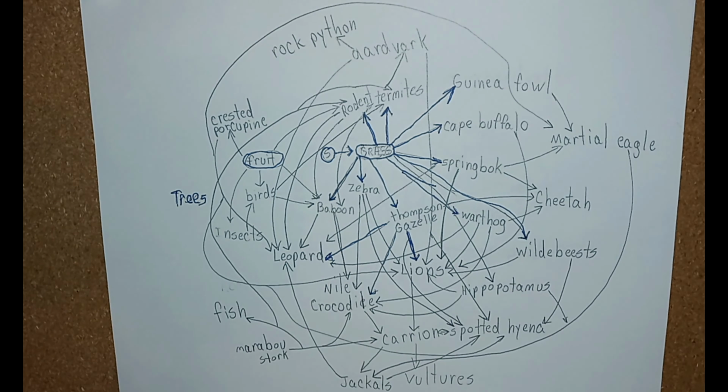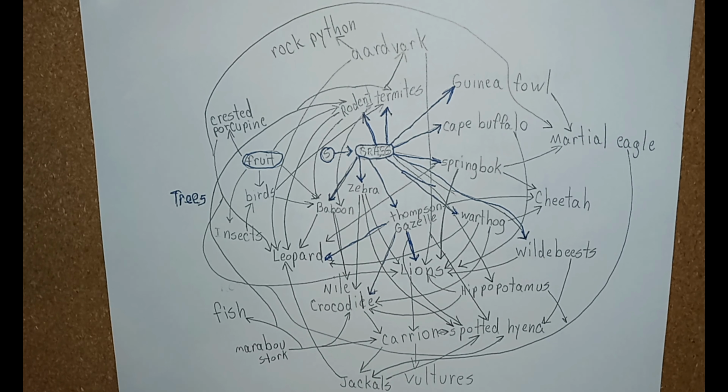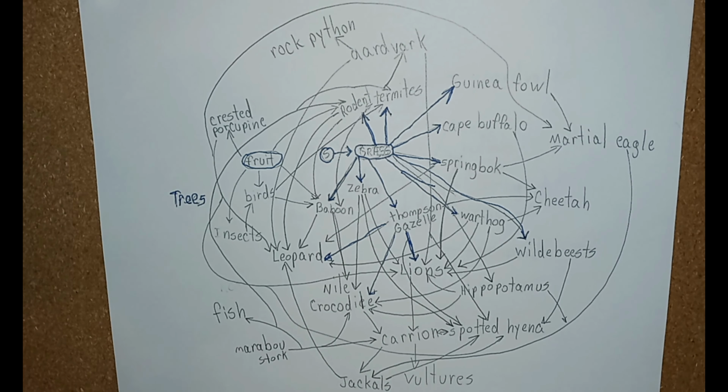I'm gonna try and get the light on. There it goes. Okay, so we are talking about food webs. And a food web basically is the big picture. It shows you the relationships between different organisms within the ecosystem.